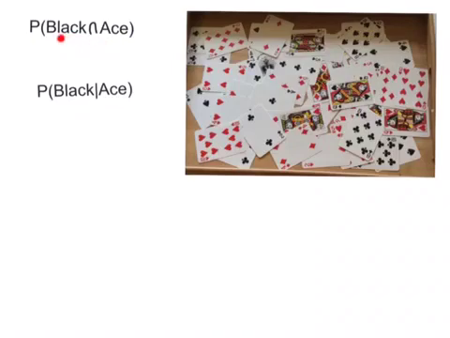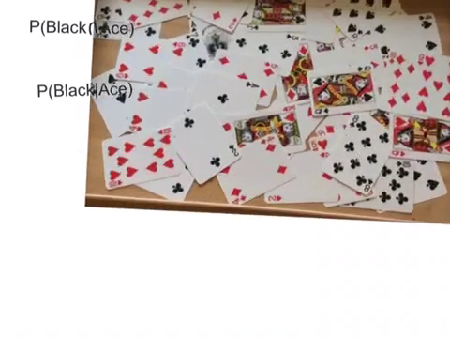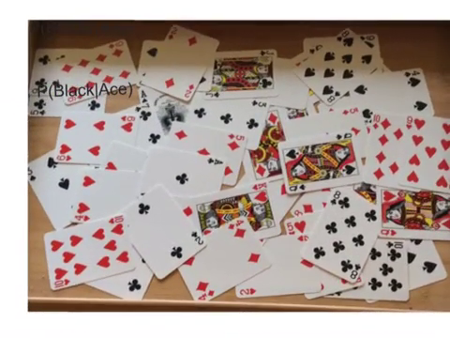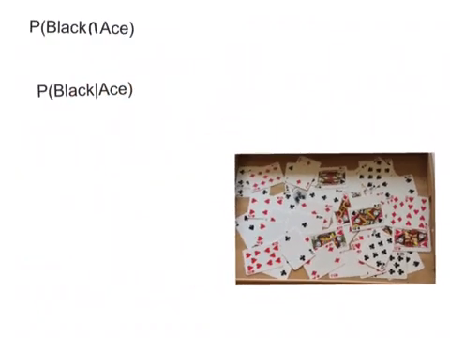Black and an ace. So we just take a random card out of this group, right? And how many of them are black aces? 2. 2 out of 52. So we write that down. 2 out of 52. 2 black aces, black and an ace.